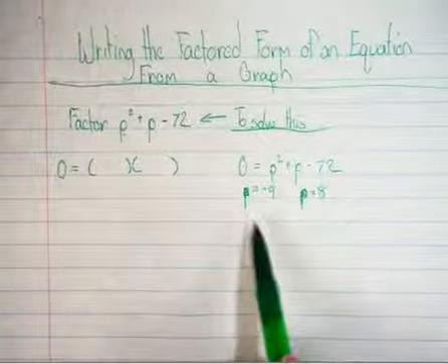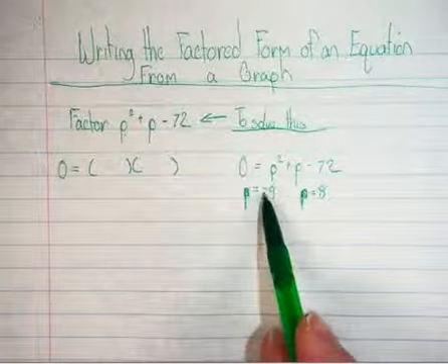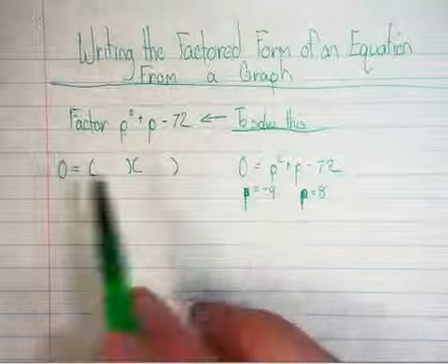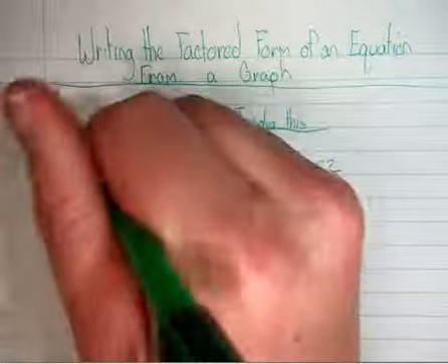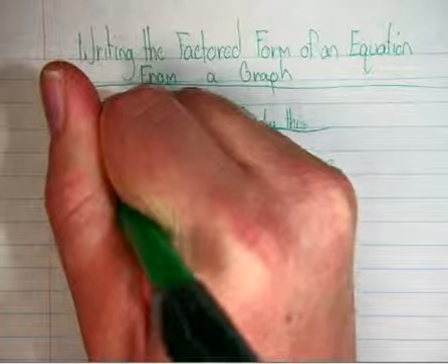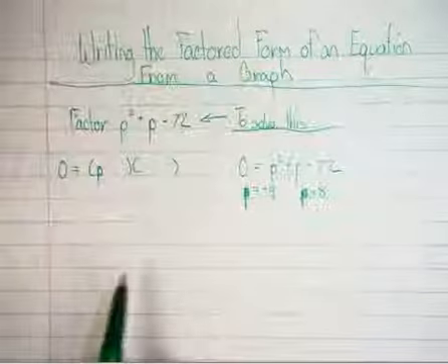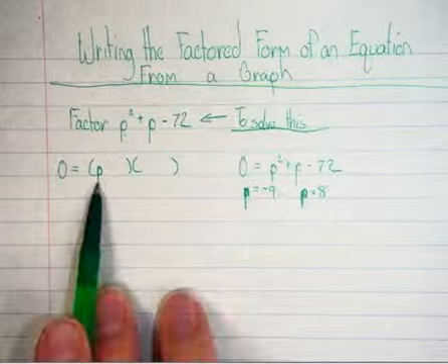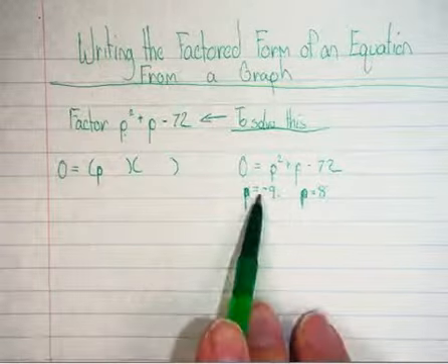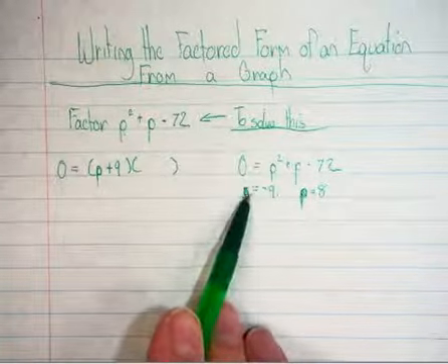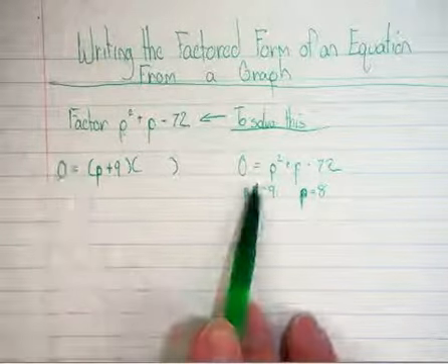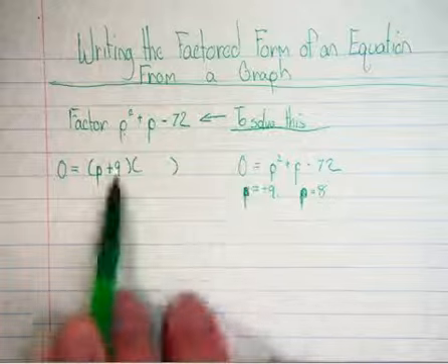So check this out. I know that when p equals negative 9, this thing has to equal 0. So let's check this out. What can I add or subtract from p to make it equal to 0? Well, p is negative 9, so if I add 9 to p, it's going to be equal to 0. So p plus 9 equals 0. So when p equals negative 9, this should equal 0, just like I found here.